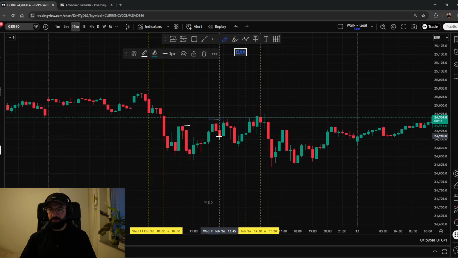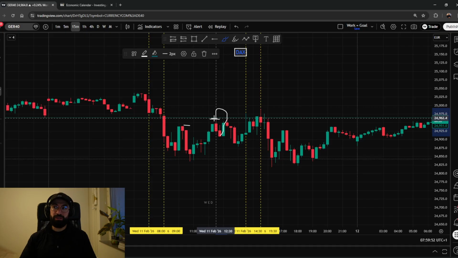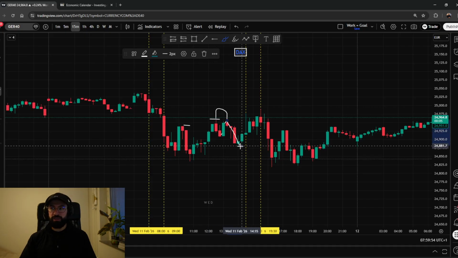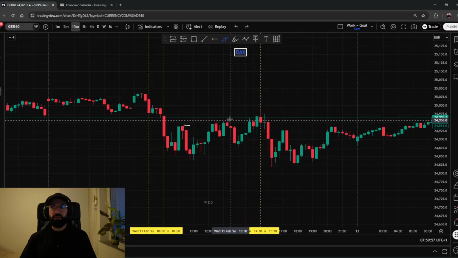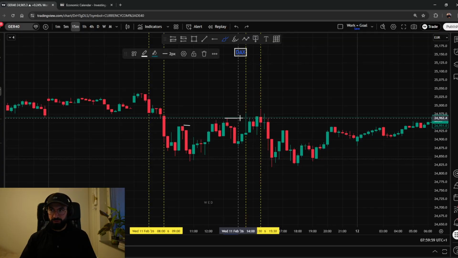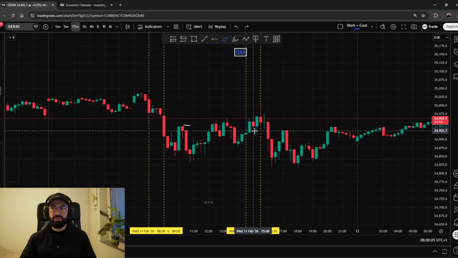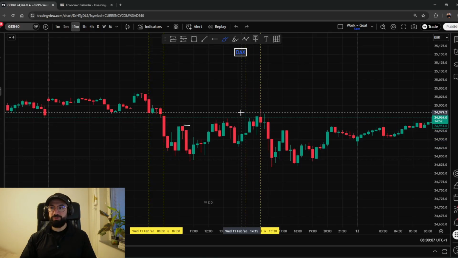Okay, there's liquidity lying right here. What does the market do? The market goes up, takes out liquidity, and continues down. And again, there's liquidity lying right here. What does the market do? The market goes up, takes out the liquidity, and continues down.